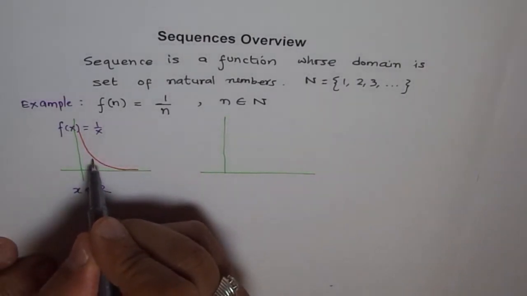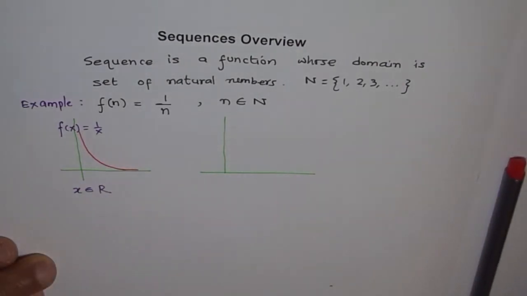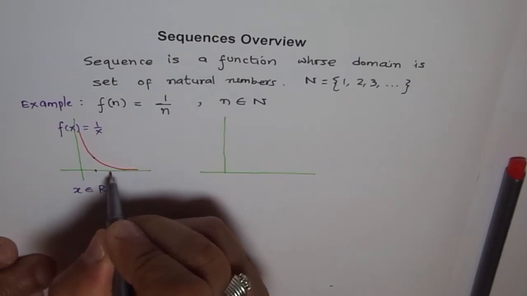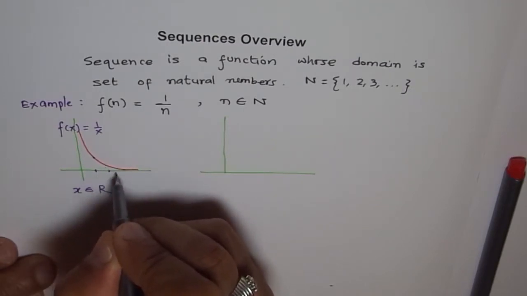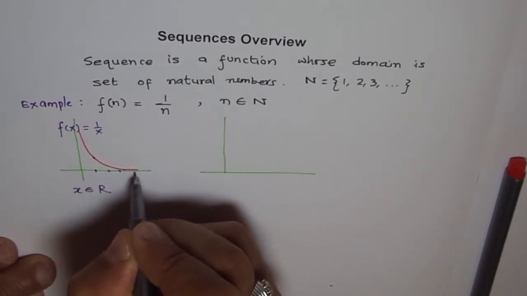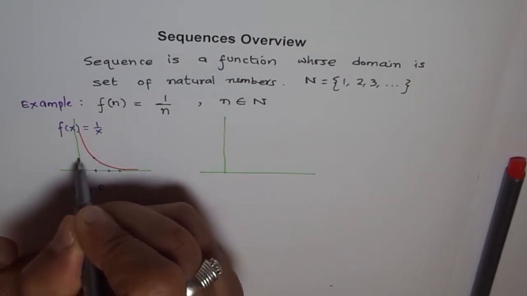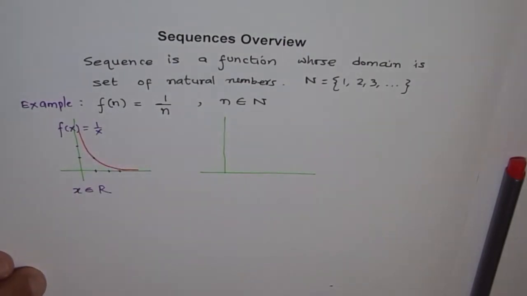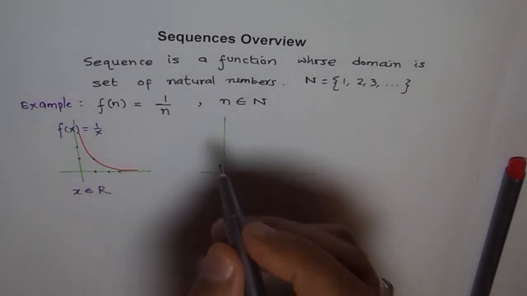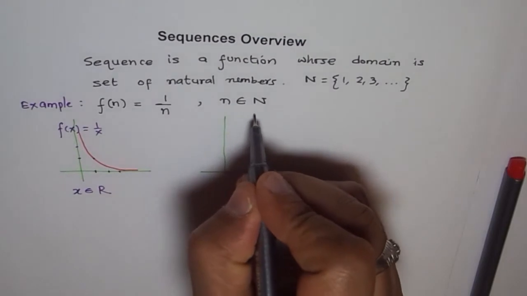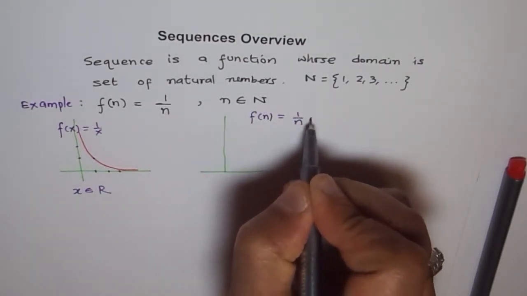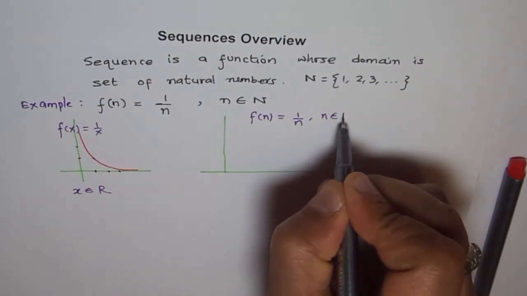At 1, the value is 1. At 2, it becomes half, and at 3, it becomes 1/3, and like this, right? So that is how the value changes, correct? Now, if I write this as a sequence, then I will write my sequence f of n equals 1 over n, where n belongs to natural numbers.